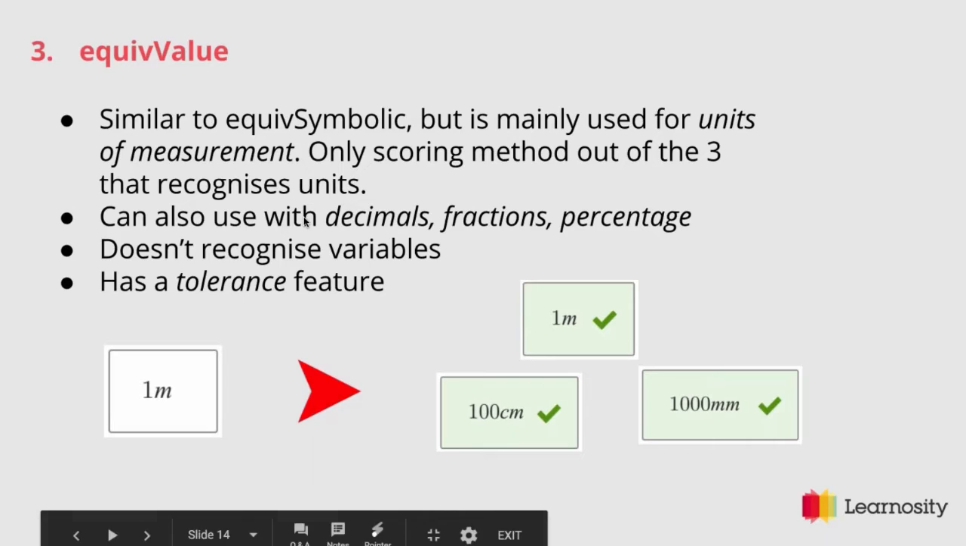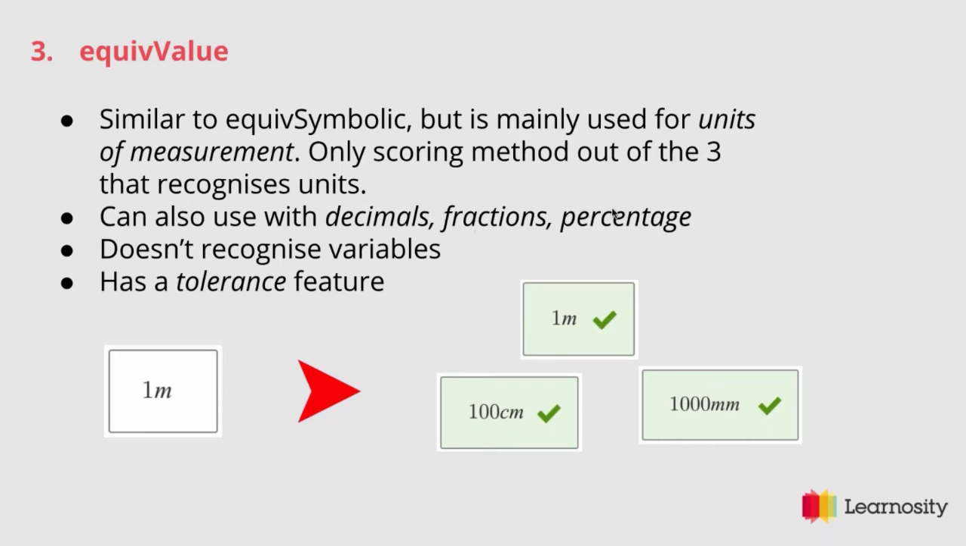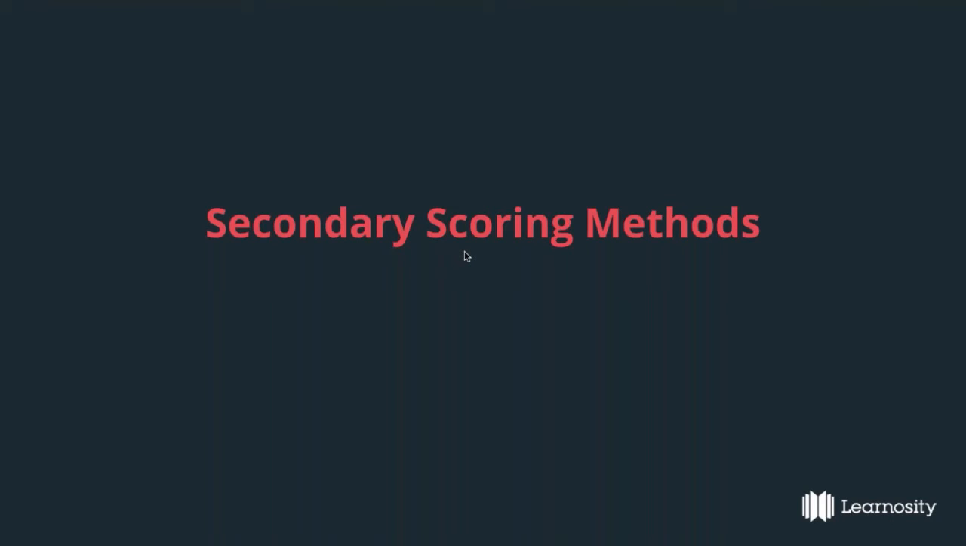You can still use it with decimals, fractions, and percentages as well, just like equivSymbolic. So they are very similar, but it doesn't recognize variables. And it has a tolerance feature, which we'll look at too. It means that you can have the student give an answer in a particular range, so plus or minus a certain value. And that's the only scoring method that has that tolerance. Okay, so those are the 3 main scoring methods. Now we're going to look at our secondary scoring methods, the ones that you might use in conjunction with the 3 we just looked at.